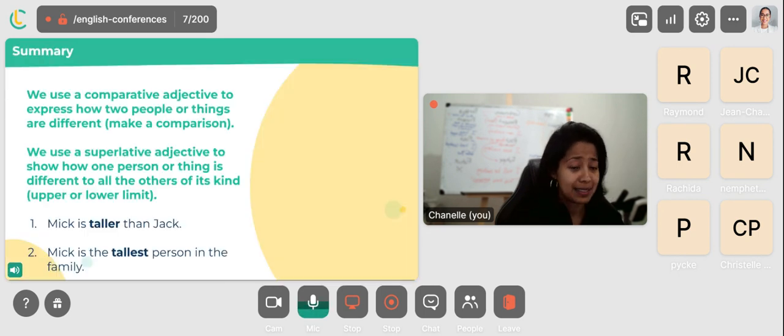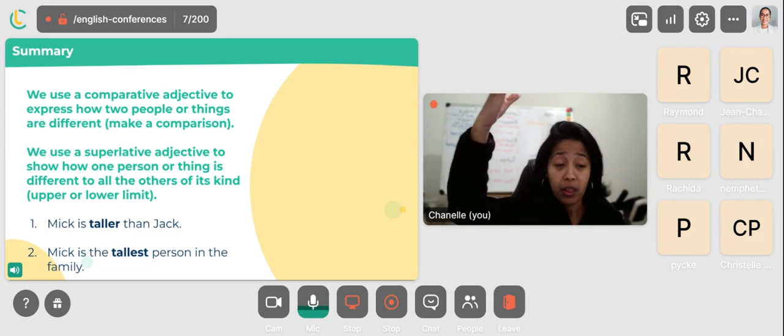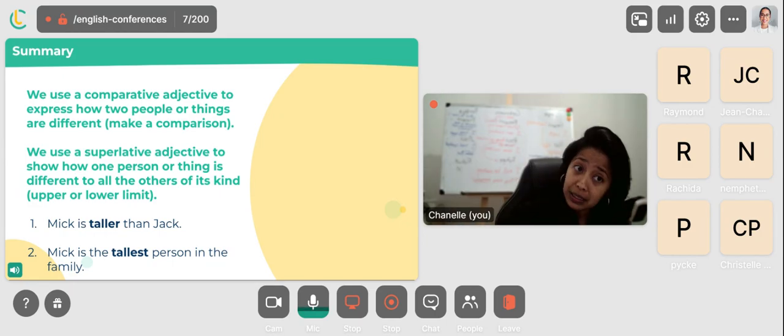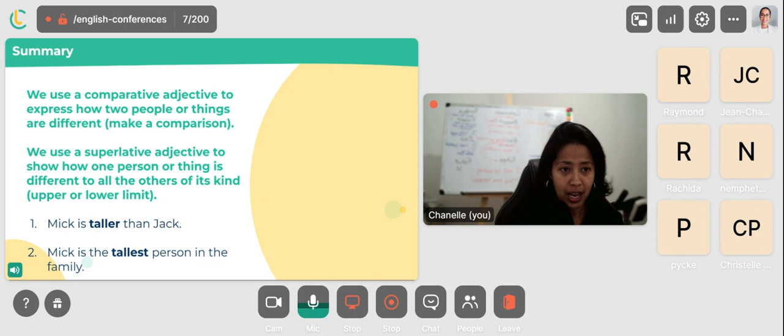So to summarize, we use a comparative adjective to express how two people or things are different. We use a superlative adjective to show how one person or thing is different to all the others of its kind. It can be the highest or the upper limit or the lowest. For example, Mick is taller than Jack, but Mick is the tallest person in the family.